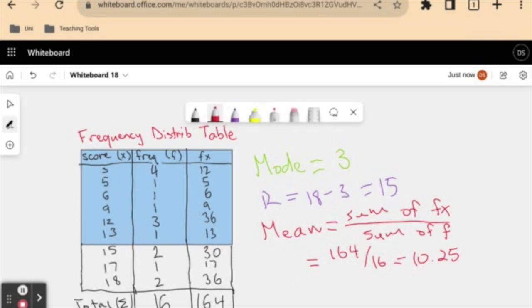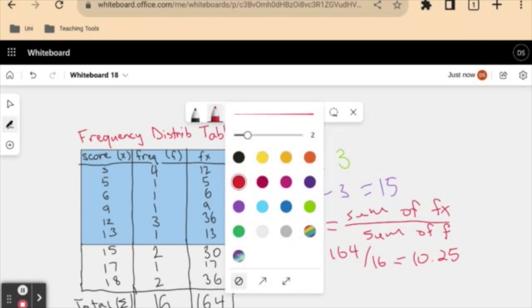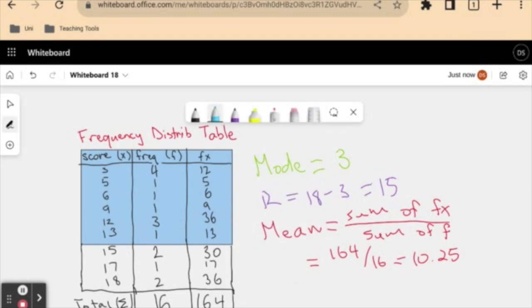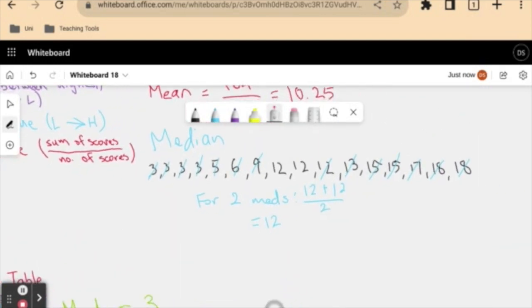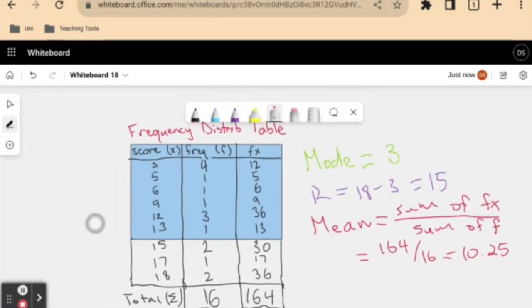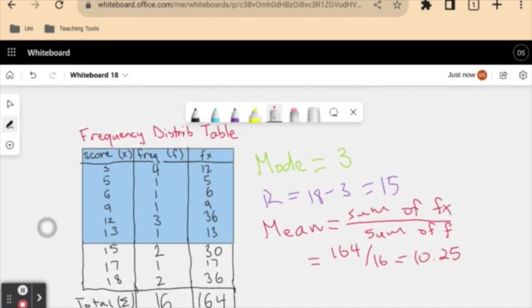Well, finally we move on to the median here. And what you might notice is, well, my scores are already in ascending order. I don't need to rewrite my data set like I did here. I just need to fill in my table. And everything's already nicely laid out. It's already in ascending order. This is great. This is a good tool that we have at our disposal.